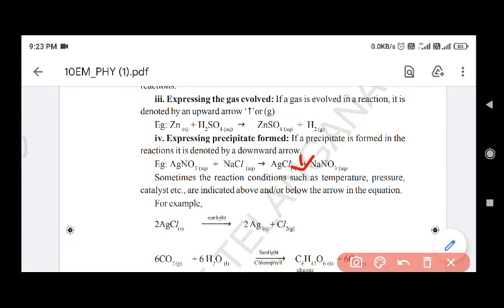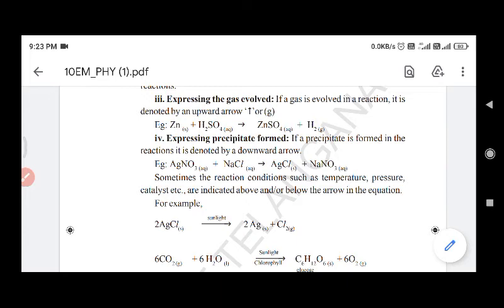Sodium nitrate is in aqueous solution, but silver chloride formed as a precipitate at the bottom of the test tube. So in this way we can make our chemical equation more informative by expressing the physical state, if any heat liberates or is absorbed, if any gas evolved, and if any precipitate formed. If we write all this information while writing our chemical equation, it becomes more informative. Along with these, some conditions are also helpful to progress the chemical reactions.